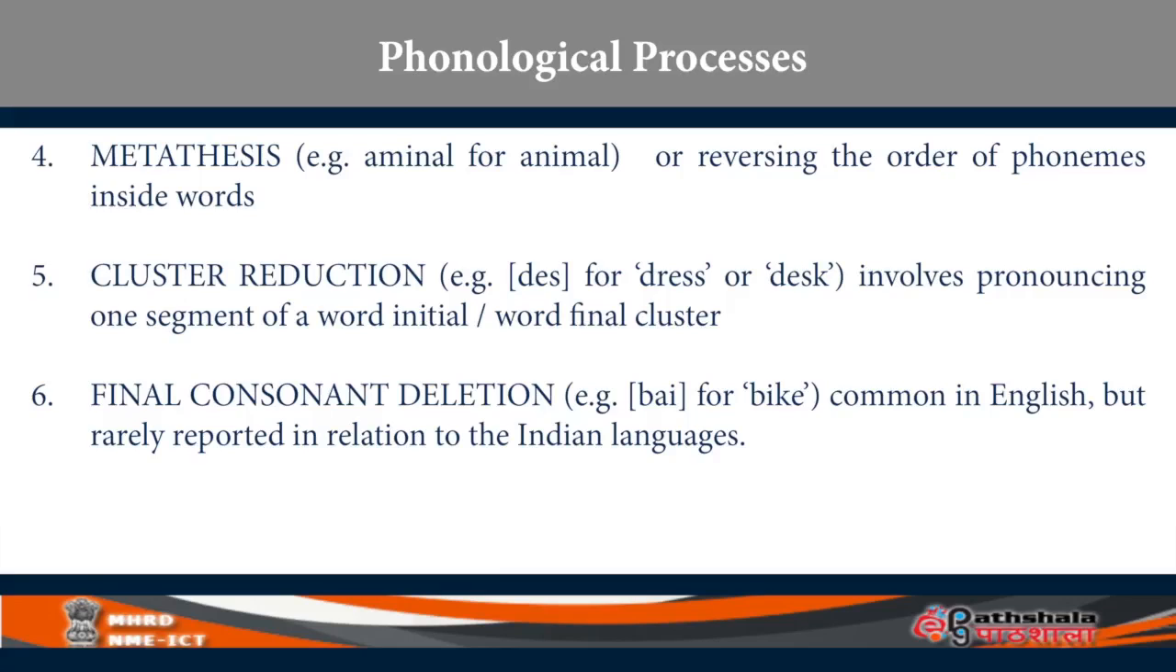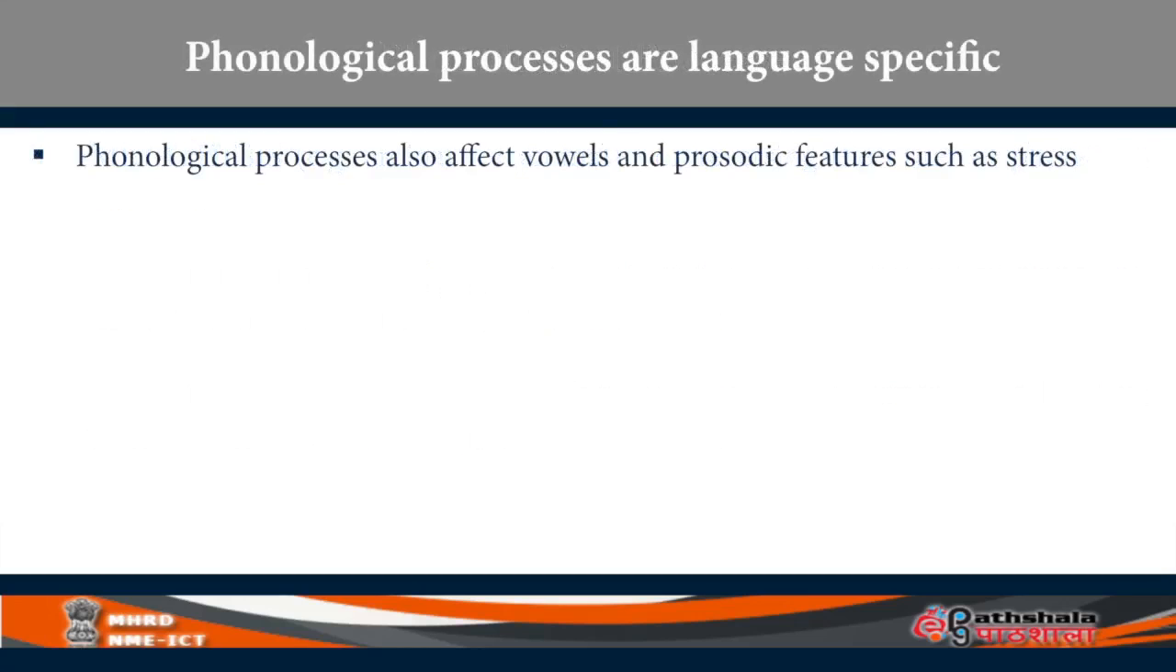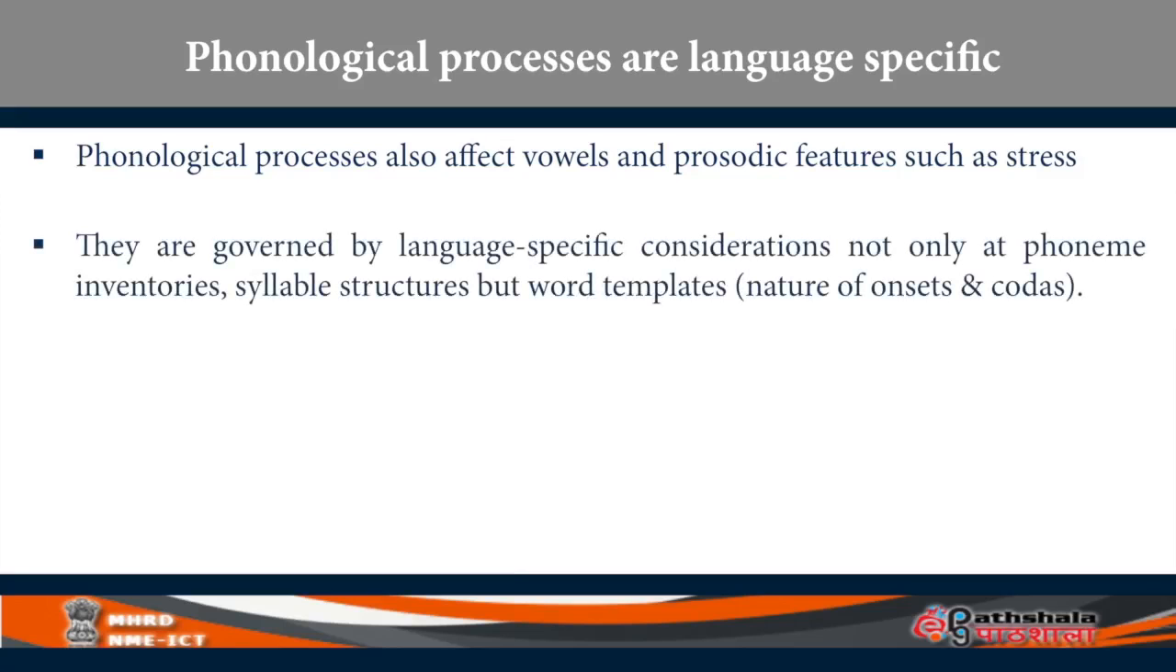Languages differ in phonotactic regularities, or which phonemes are more frequent and which are not. This kind of language specific feature influences the way children learn sounds and use those sounds within words. So, the conclusion is phonological processes are language specific. Till now most of the examples I have given focus on consonants, but phonological processes can also involve vowels. They can also involve prosodic features like stress. They are governed by language specific considerations, not only in terms of phoneme inventories, but also syllable structures and word templates. That is what I just explained to you, what kind of consonant is allowed in a language. Chinese, Japanese, you can't have clusters, they don't allow.